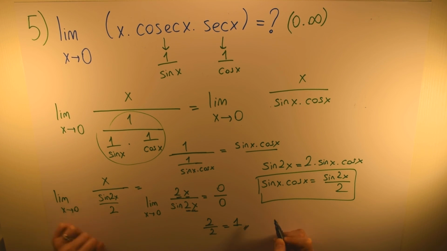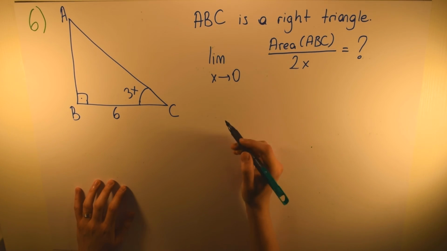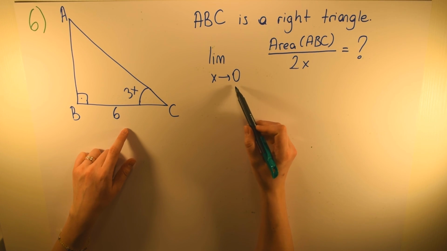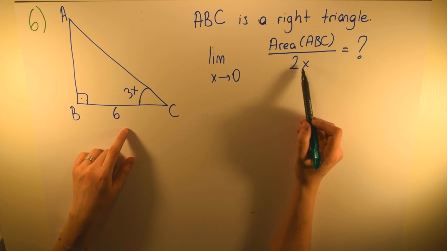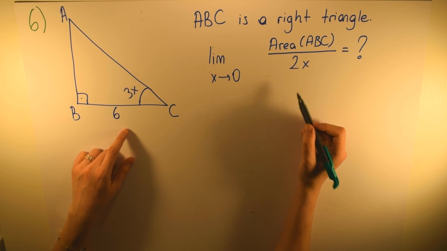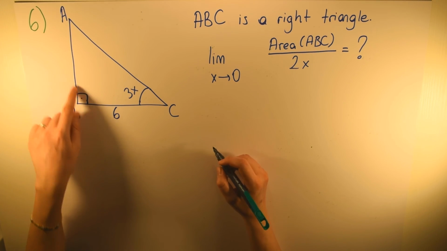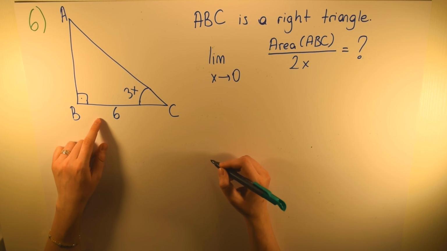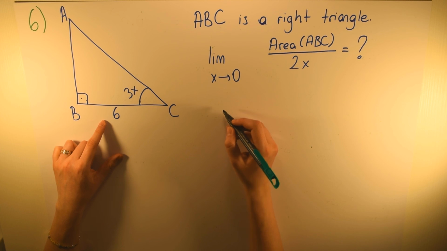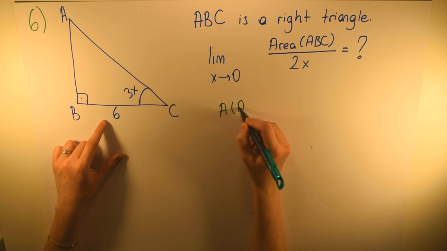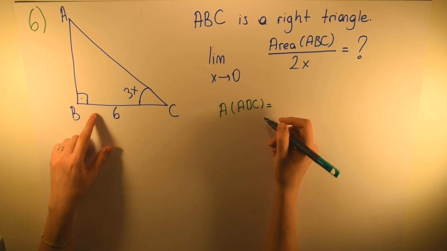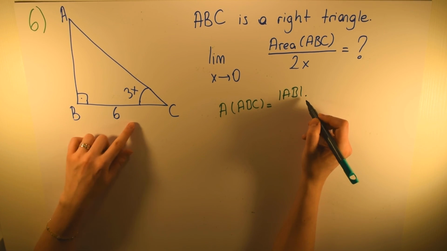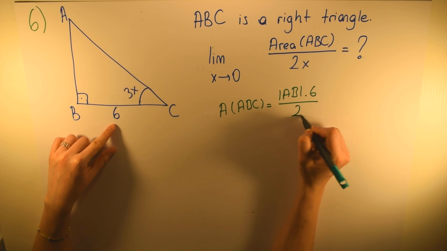This is very useful. Now in this question, we have this ABC right triangle and the limit as x approaches 0 of area of ABC over 2x is asked. So let's look at this triangle. We have 6 here and a 3x angle, and to find its area, we know that the area of ABC is equal to the length of AB times 6 over 2, right?